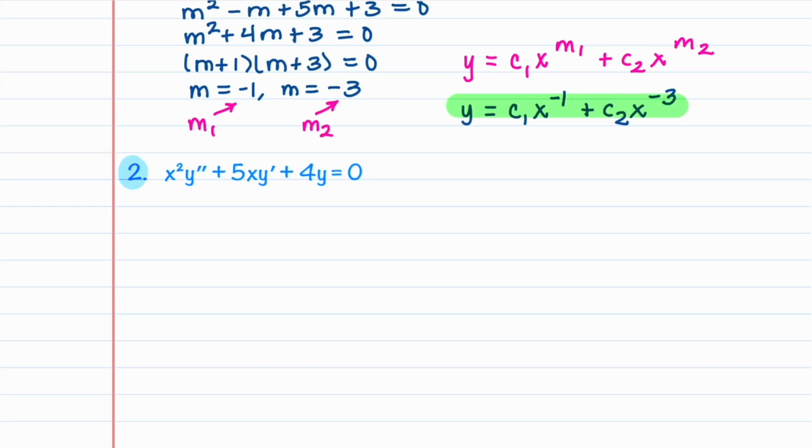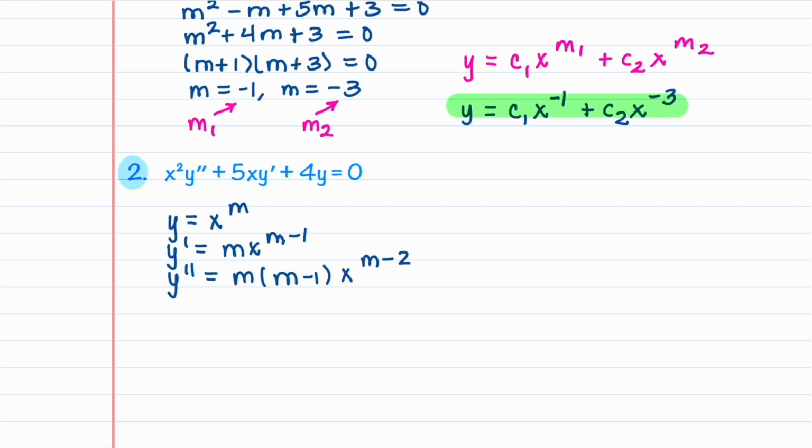It's x squared y double prime plus 5xy prime plus 4y is equal to 0. We start out the same way. We're going to assume that our solution y takes the form x to the m. We'll compute our derivatives, mx to the m minus 1, and then our second derivative, m times m minus 1 times x to the m minus 2.